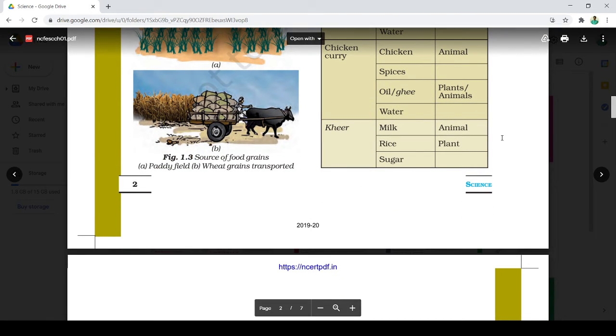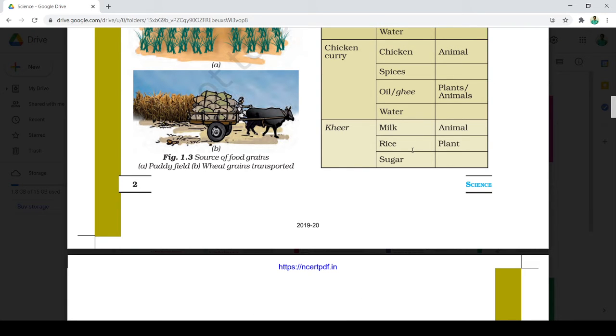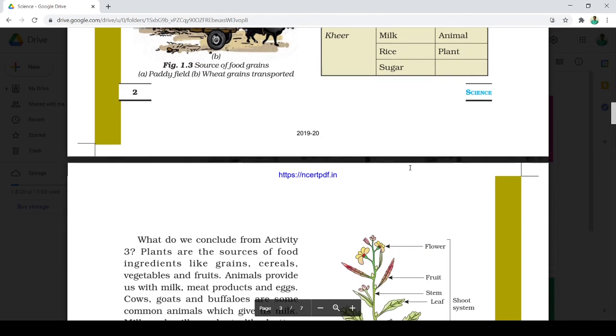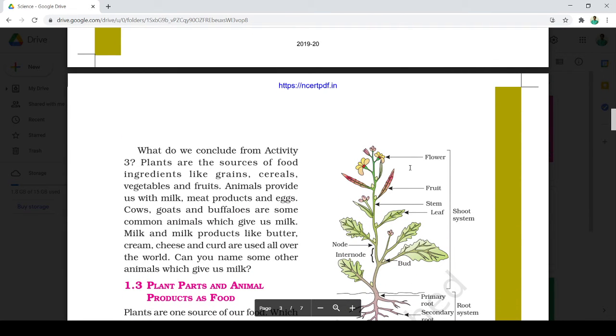Next, kheer. What are the ingredients for kheer? Milk, rice, and sugar are the ingredients for kheer. Where does milk come from? Any guesses? Yes, it comes from an animal, which is cow. Yes. Rice comes from plant, which is paddy. And sugar, where does it come from? Yes, you are right. It comes from sugar cane.